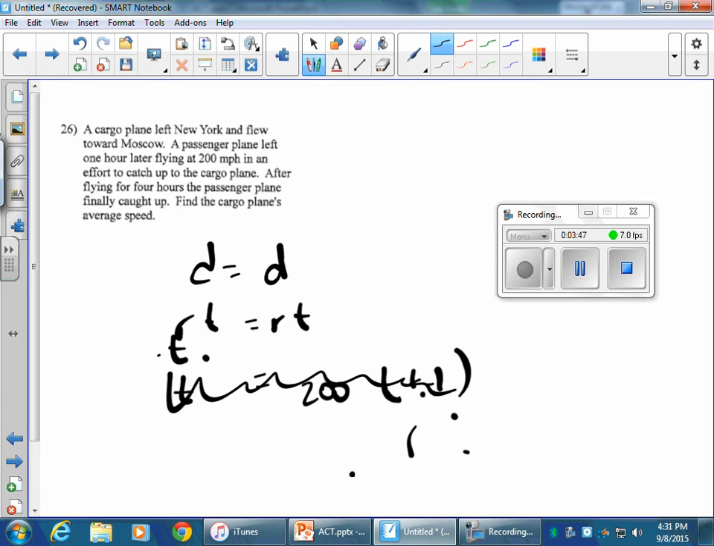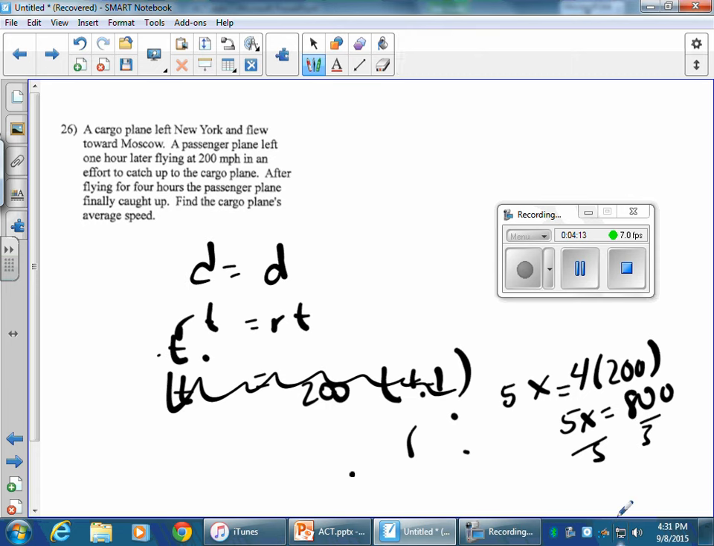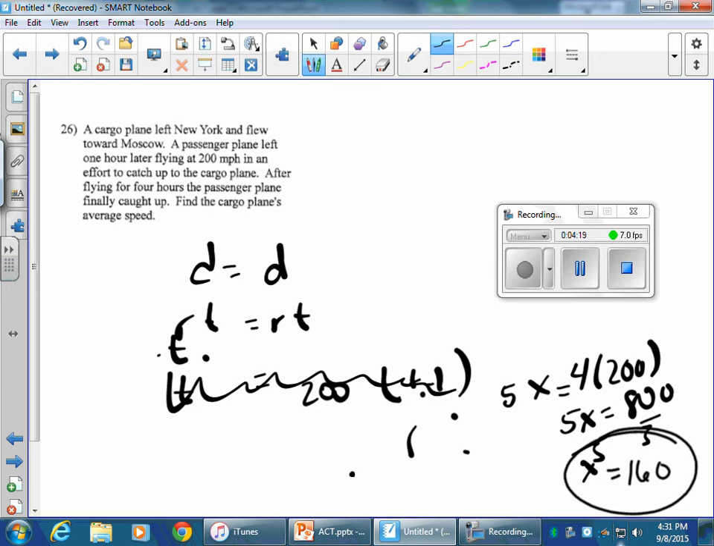How about this? If the passenger plane flew for 4 hours at 200 miles per hour, and the cargo plane would have left 1 hour before that, so it flew for 5 hours. How fast was it going so that they ended up at the same spot? So 5x equals 800, divided by 5. 800 divided by 5 is 160 miles per hour. So that cargo plane would have been going 160 miles per hour for the passenger plane to catch up.